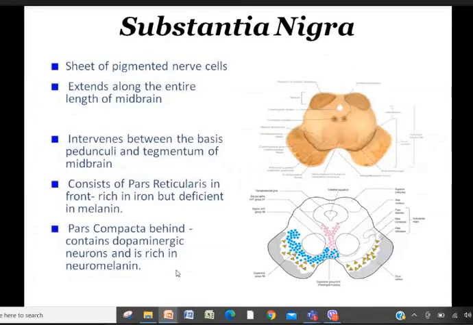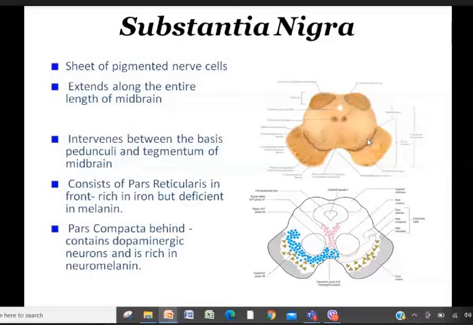Now we are coming to the substantia nigra. Look at it, this is the substantia nigra. It is a set of pigmented nerve cells extending along the entire length of the midbrain. It intervenes between the peduncle and the tegmentum of the midbrain. Please put a pin in the substantia nigra also. Then you have to identify the pinned structure and say this is the substantia nigra.